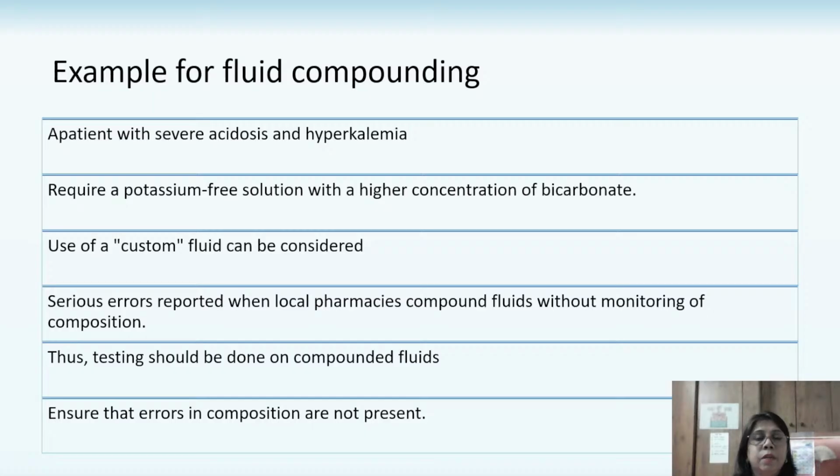In patients with severe acidosis and with severe hyperkalemia, we may use fluids which have low potassium levels and also high concentration of bicarbonate. But at the same time, some clinicians may recommend that the fluid should be prepared locally and a custom fluid can be compounded. However, there may be compounding errors, and so the fluid which is prepared should be checked first before use.